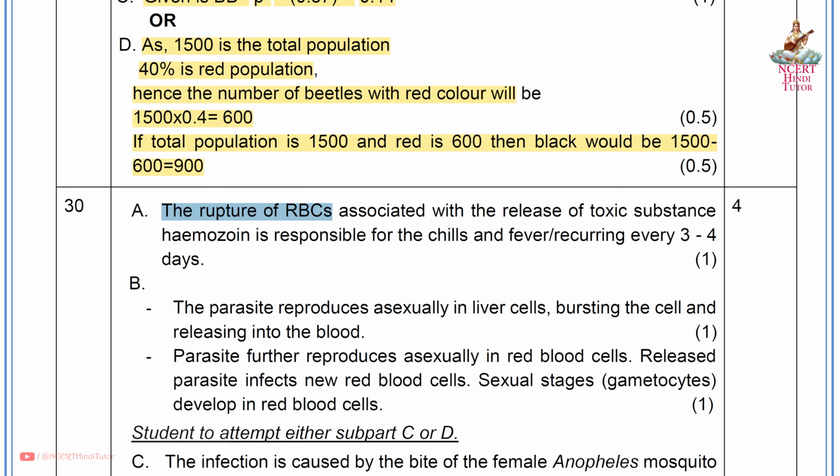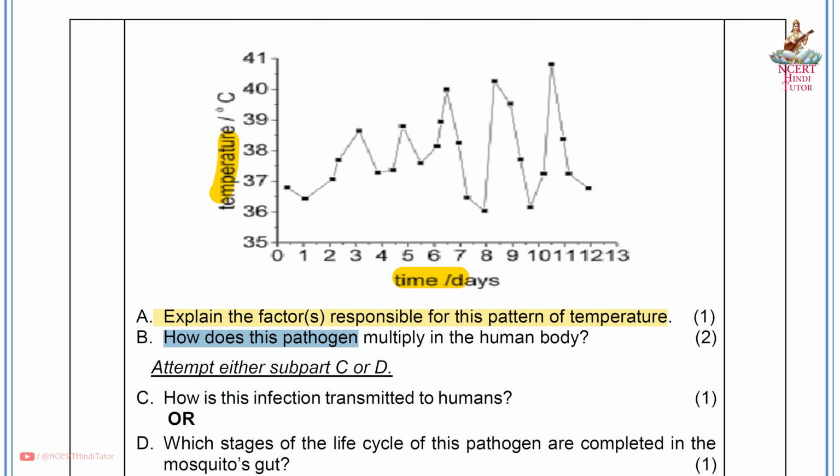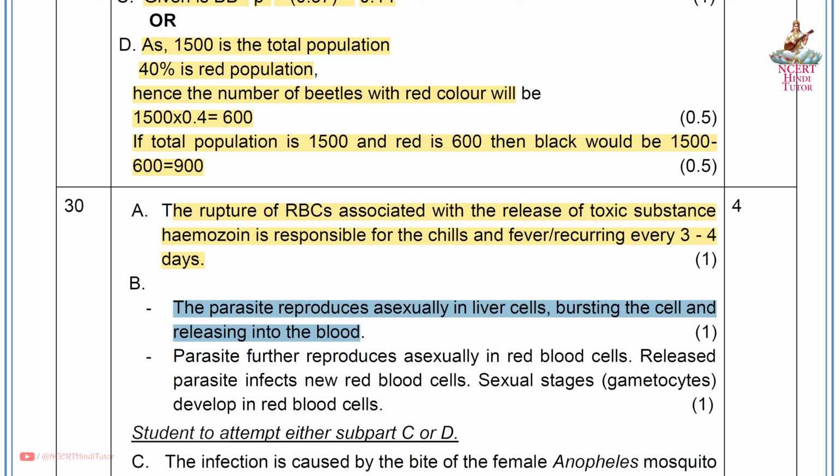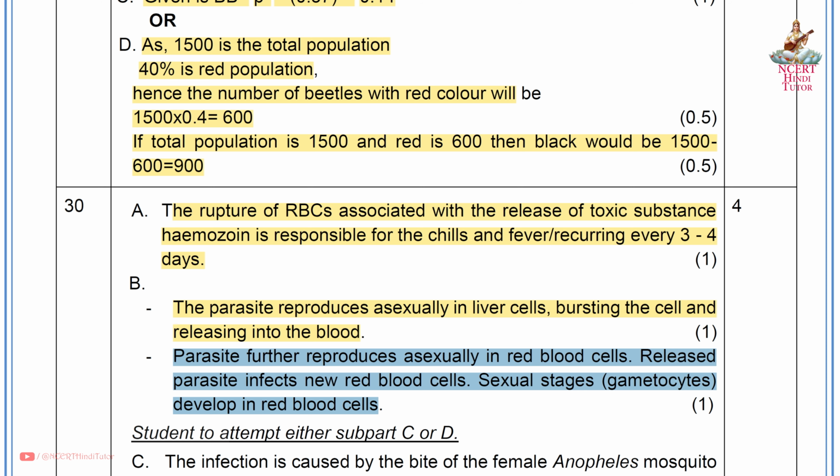Answer. The rupture of RBCs associated with the release of toxic substance Hemazoin is responsible for the chills and fever recurring every 3 to 4 days. B. How does this pathogen multiply in the human body? Answer. The parasite reproduces asexually in liver cells, bursting the cell and releasing into the blood. Parasite further reproduces asexually in red blood cells. Released parasite infects new red blood cells. Sexual stages, gametocytes, develop in red blood cells.